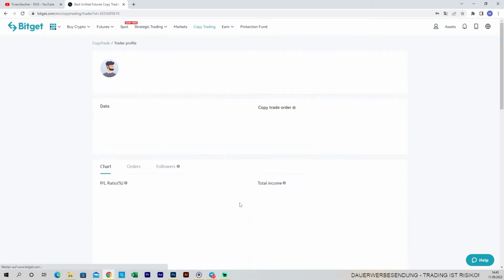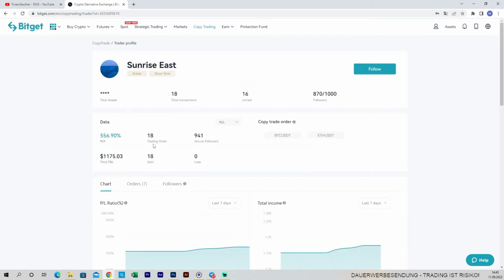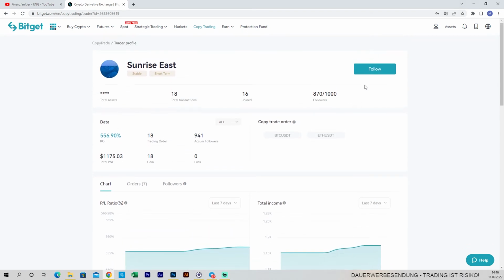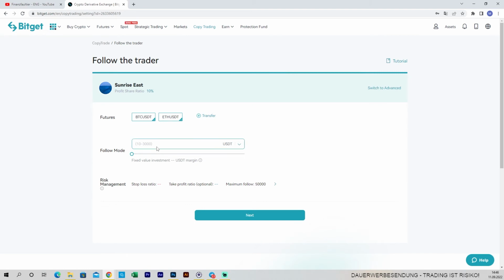Let's check him. Okay, he didn't really trade. He has only 18 orders. But if we were to follow him, we would go onto follow, and then follow mode is very important. So here we put in a number of how much volume we want to give him per trade. If you don't put in anything, it will copy trade your full balance, and that's not what we want to do. You can go between 10 and 3,000 USDT per trade.